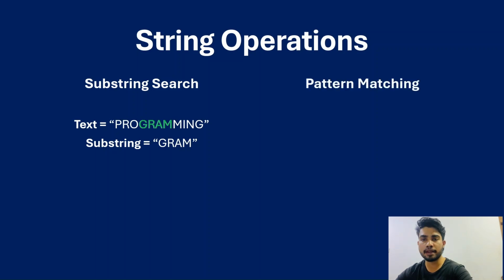The next operation is pattern matching. Pattern matching is slightly more advanced. Instead of finding just one occurrence, it tries to find all occurrences of a pattern inside the text. There is an example with the text ABABA and the pattern ABA. Here the pattern ABA appears more than once. Pattern matching is widely used in search tools, compilers, and virus scanning software.